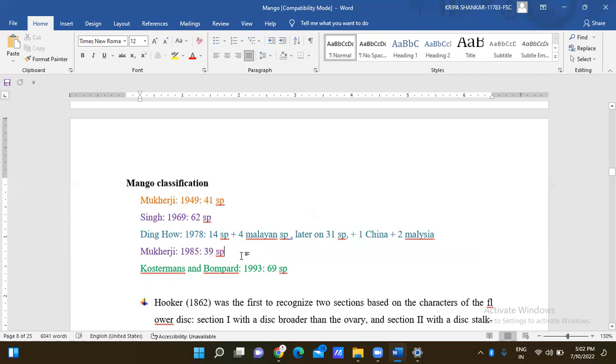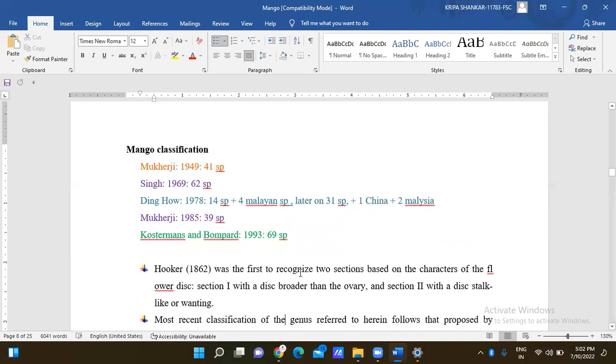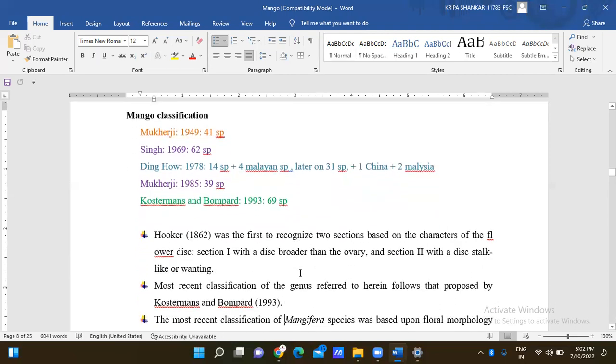But the most accepted classification is the one given by Kostermans and Bompard in 1993, that is 69 species of mango. Okay, that you should know. And Hooker classified based on the flower disc.